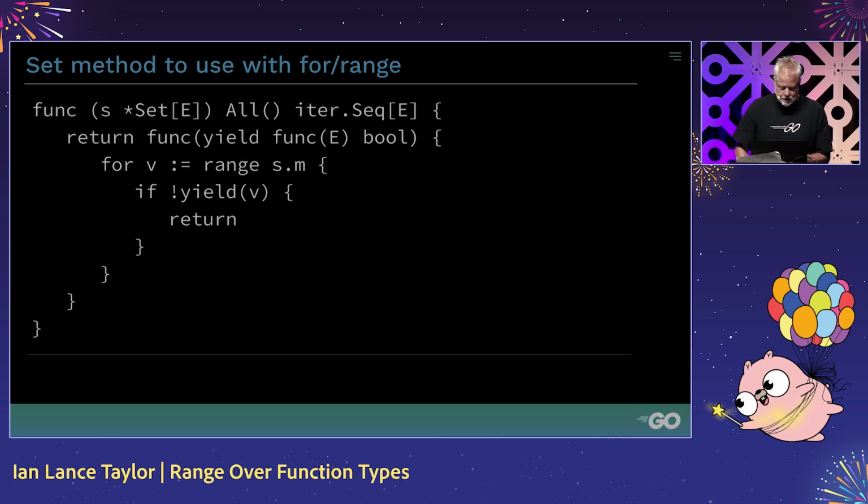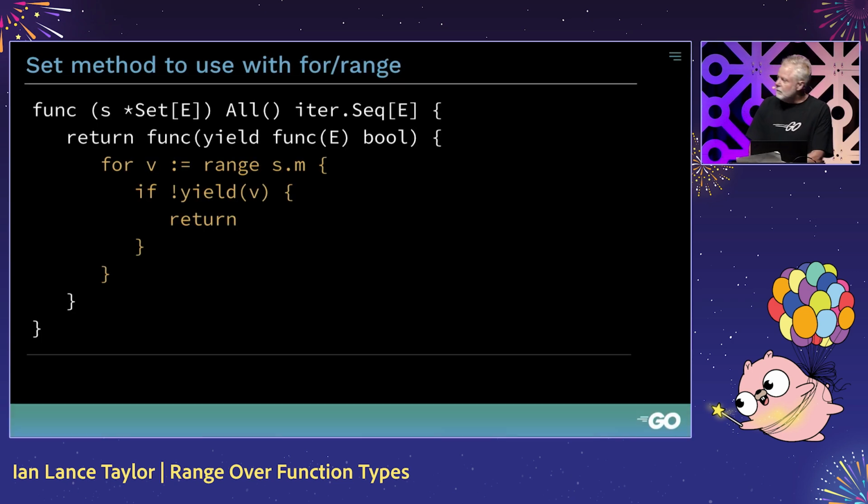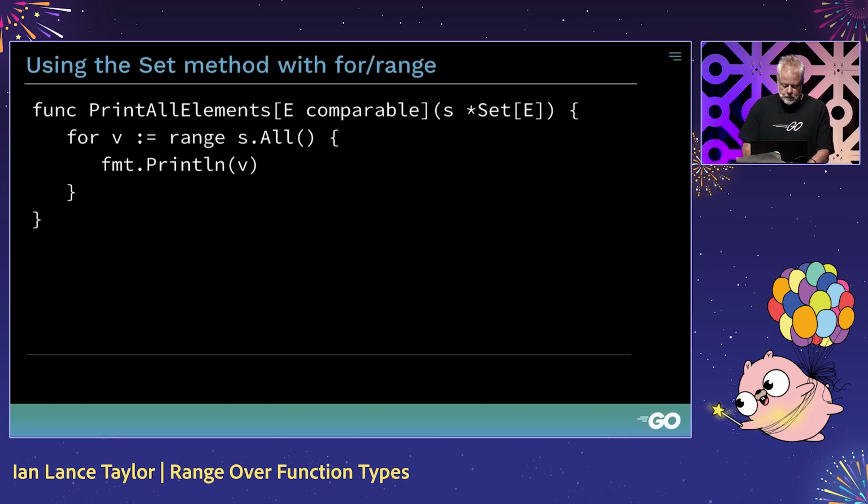I want to focus on two things. The first is that once you get past the first line of the function's code, the actual implementation of the iterator is pretty simple. Call yield with every element of the set, stopping if yield returns false. Second point is that using this is really easy. You call s.all to get an iterator, and then you use forRange to loop over all the elements in S. The forRange statement supports any iterator, and this shows how easy that is to use.